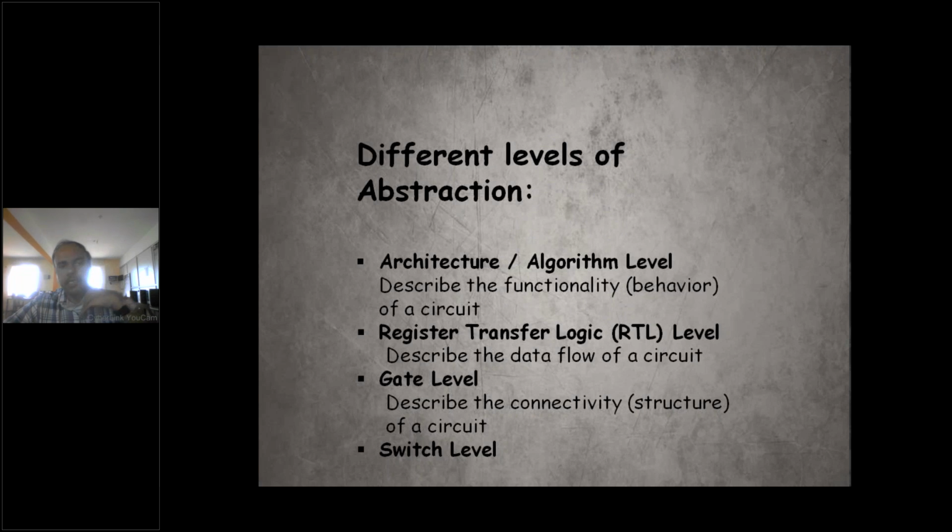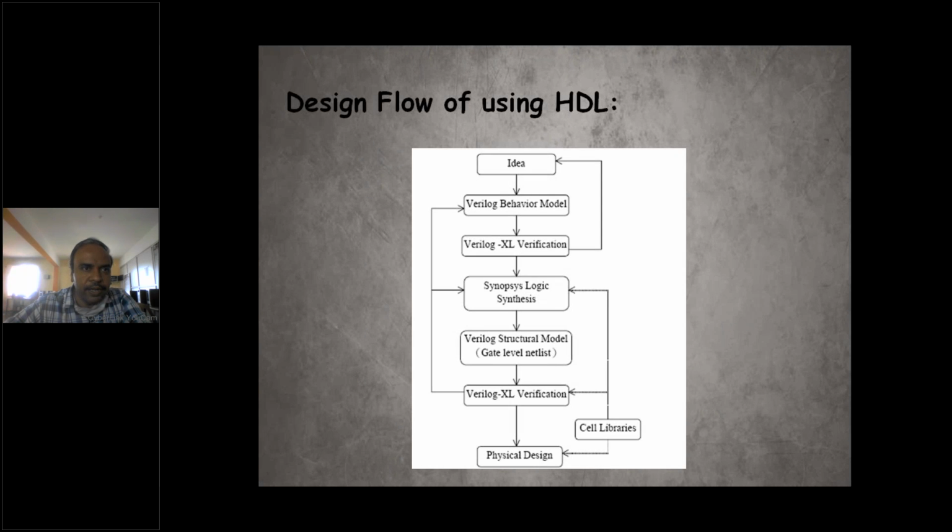So, different levels of abstraction. First one is the architecture or algorithm level, which describes the functionality or behavior of a circuit. Second one is RTL, that is register transfer level, which describes the data flow of a circuit. Gate level describes the connectivity, that is the structure of a circuit. And the last one is switch level.